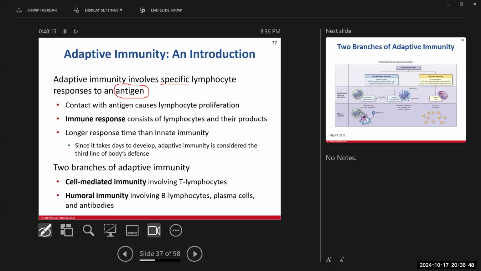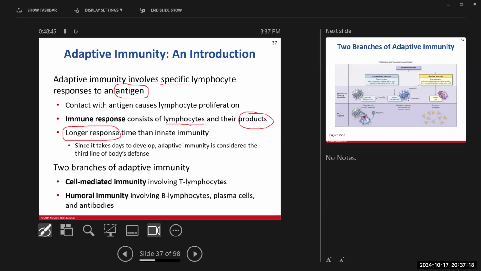Innate is non-specific, right? So the thing is, when we talk about the immune response, we're going to see those T and B lymphocytes and then everything that they make. So we're going to reintroduce perforins and granzymes, plasma cells, and antibodies. All right, so we're going to talk about all this stuff. The nice thing is, with our adaptive immunity, longer response.